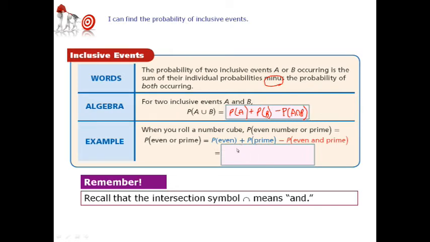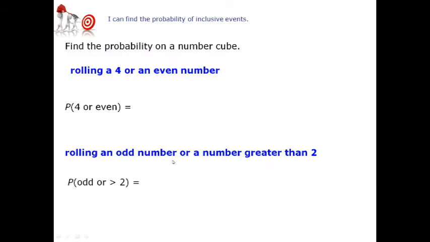Okay? So for example, when you roll a number cube, the probability of even number or prime is the probability of even, which was 3 out of 6, the probability of prime, 3 out of 6 minus the repeat, even and prime. So you're going to get 3 out of 6 plus 3 out of 6 minus 1 out of 6, which equals 5 out of 6. Remember, the upside down U means and. That means the intersection, something that is two things that are occurring.